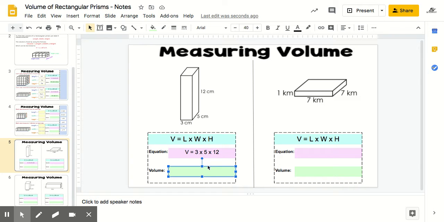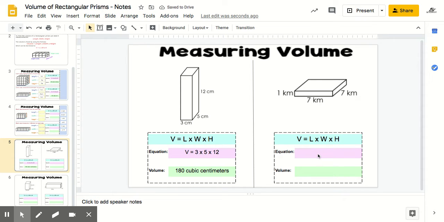Okay, so now in order to find my volume, I simply need to multiply 3 times 5 times 12, which will give me 180. Remember, we need a unit of measurement. Here we're looking at centimeters. So the volume of this rectangular prism is going to be 180 cubic centimeters.